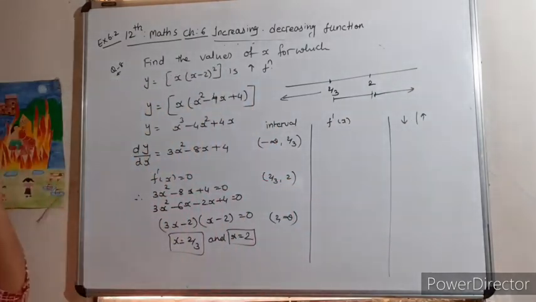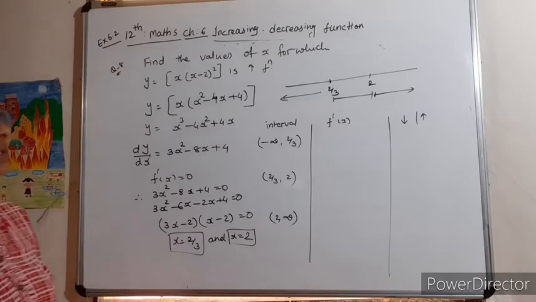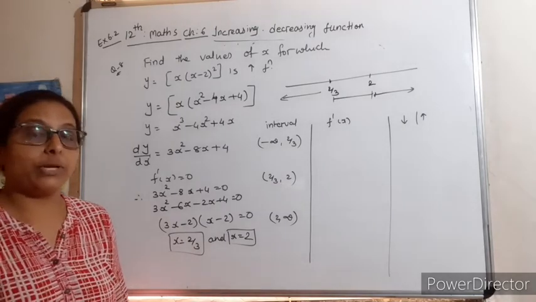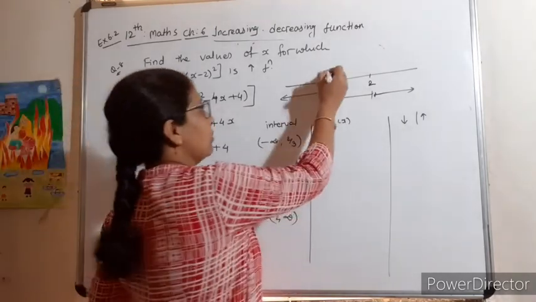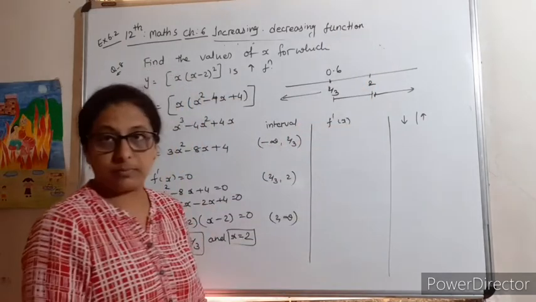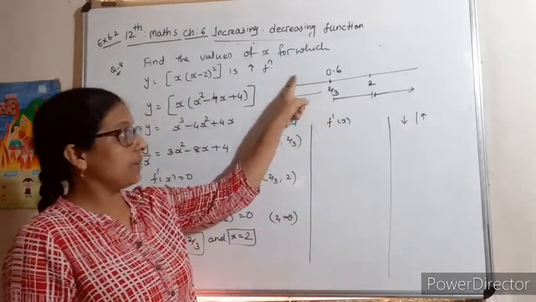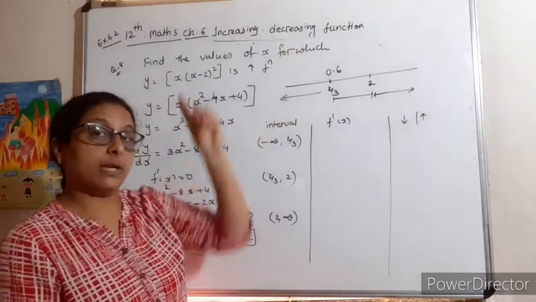Now, minus infinity to 2 by 3. Which value can you take here? Yes, 0, because 2 by 3 is 0.6666 and so on. So here you can take 0, or minus 1 and all. So we'll take 0.